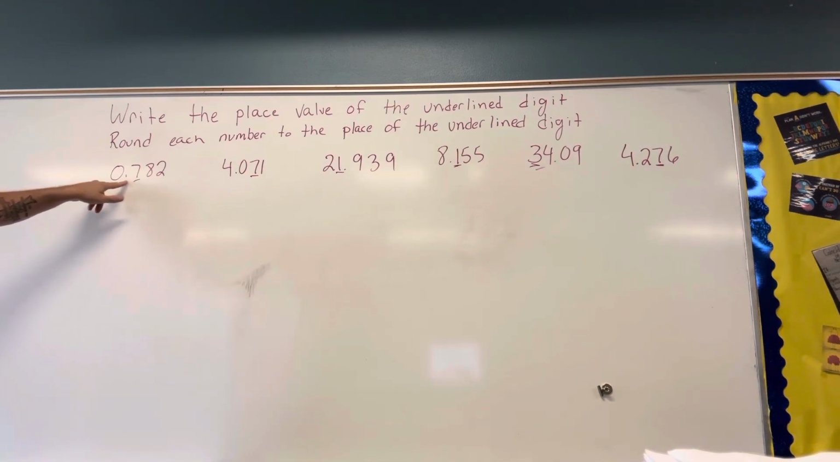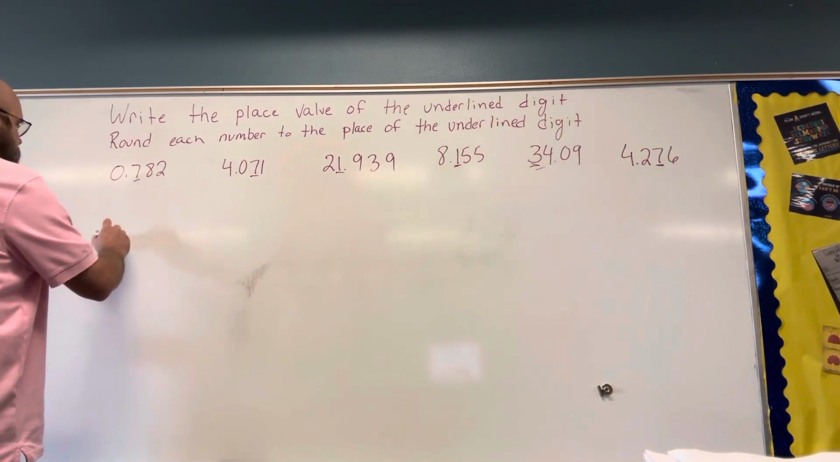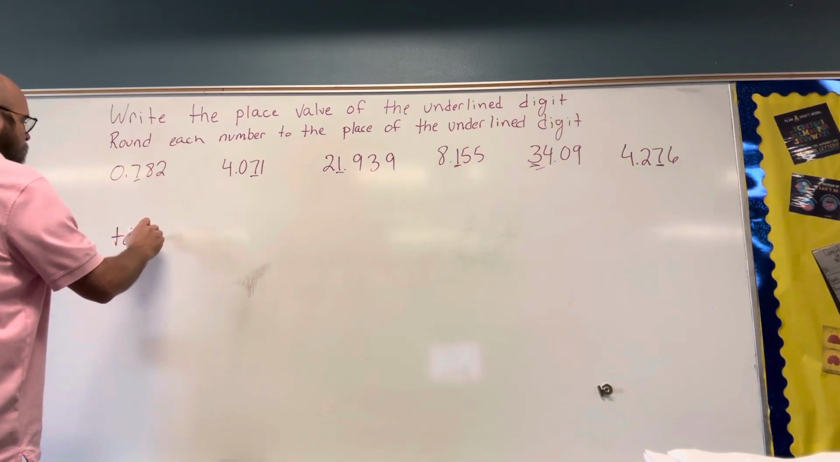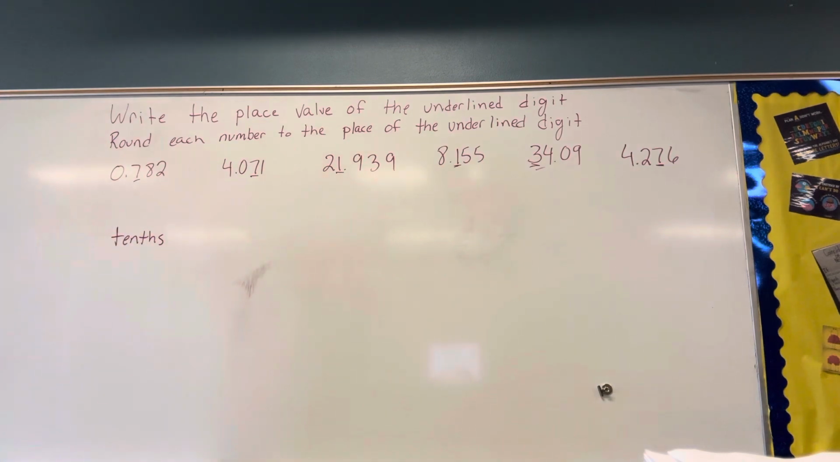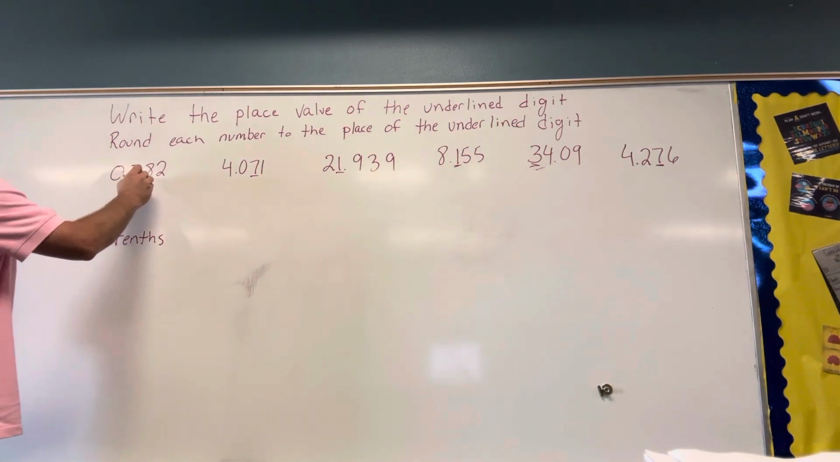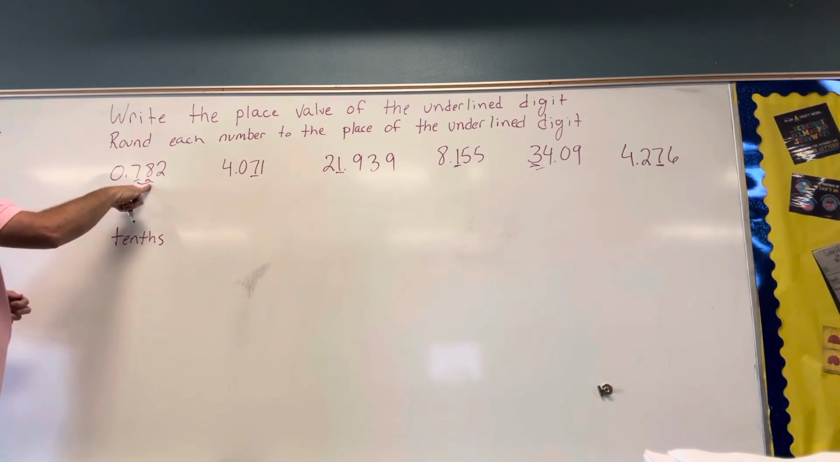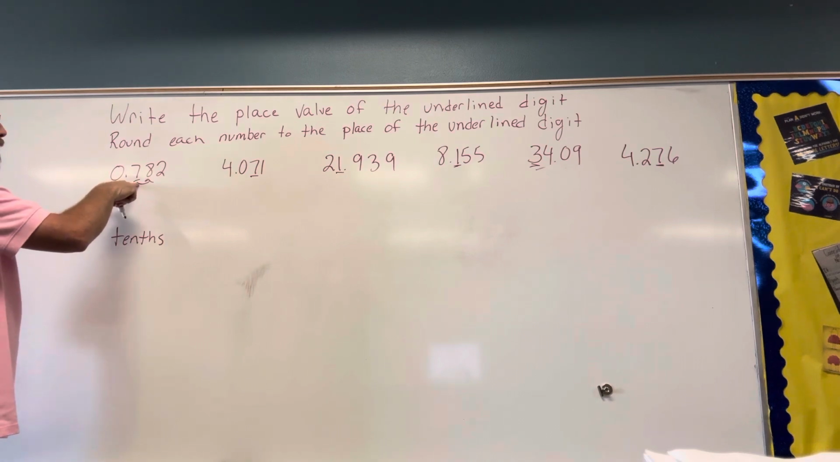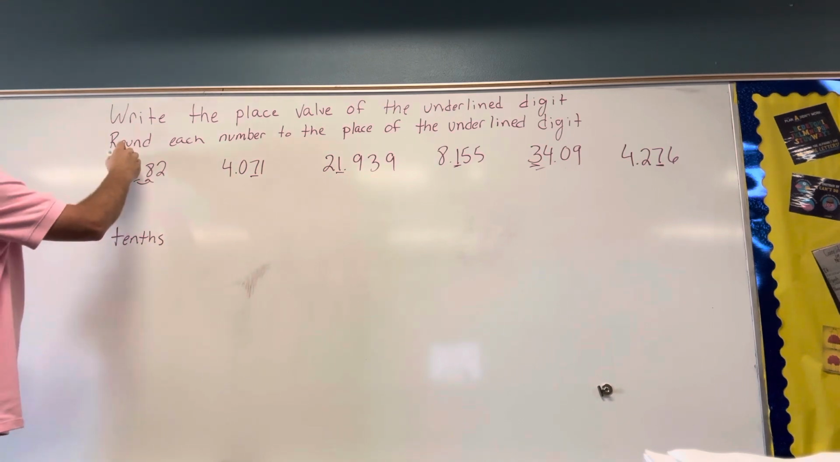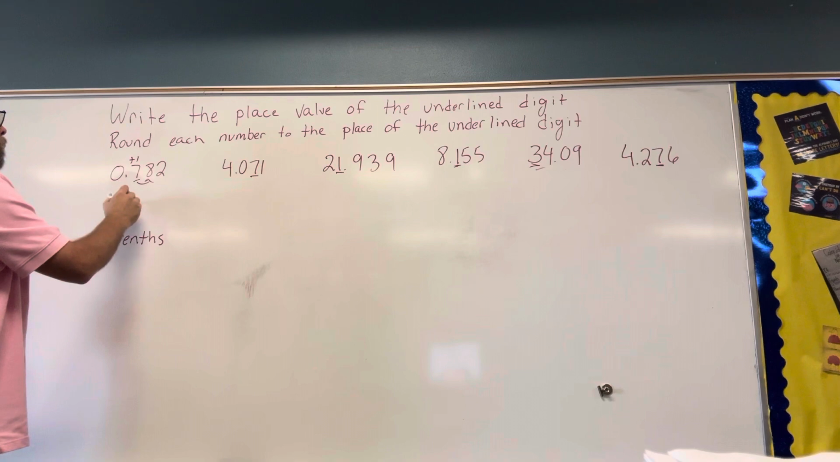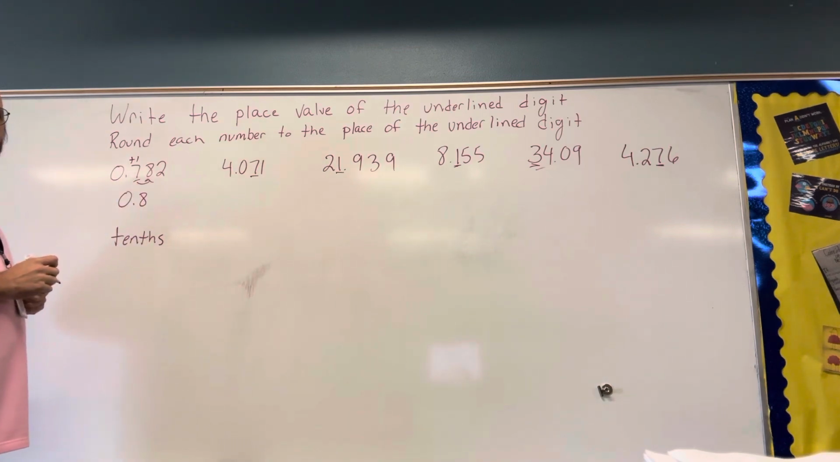Well, the 7 is directly behind the decimal point, so that's in the tenths place. Now we're rounding to the tenths place. So I look behind it, it is an 8. If the number in the hundredths place is 5 or greater, we add 1 to the place we're rounding, which is the tenths place. So I'm going to add 1 here, and my answer is 8/10.